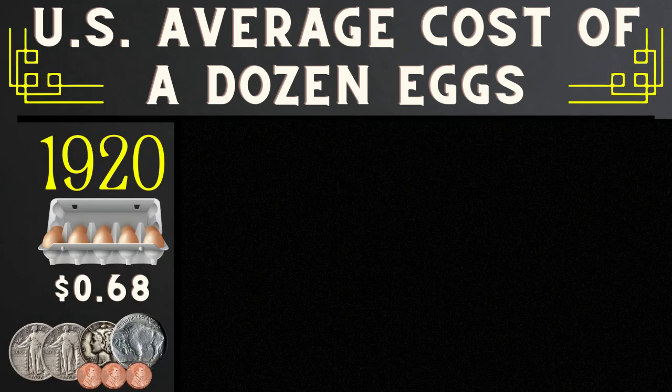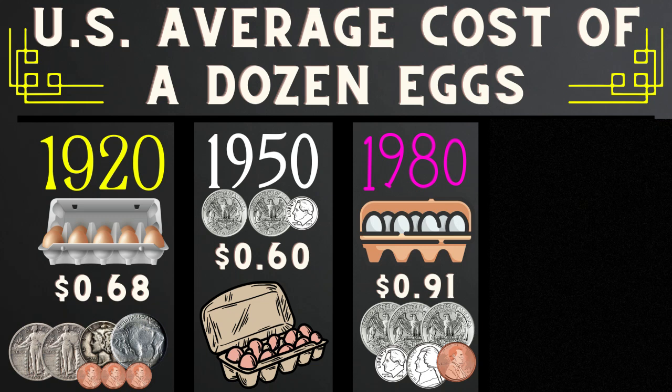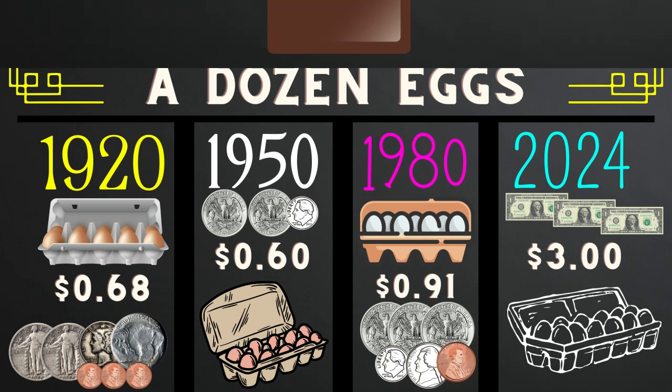Now, we'll take a look at the average cost of a dozen eggs in the U.S. In the year 1920, a dozen eggs was 68 cents. In 1950, it actually went down to 60 cents. In 1980, it went up to 91 cents. And now, in 2024, it stands at $3.